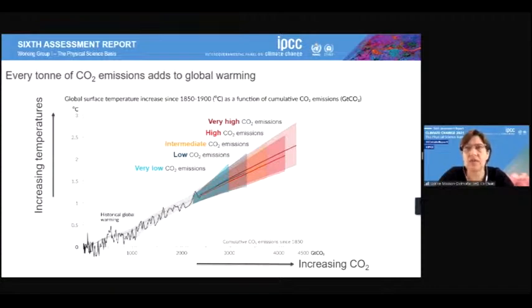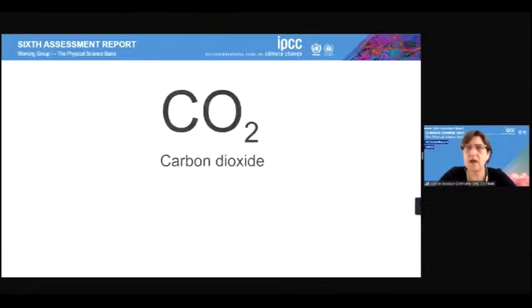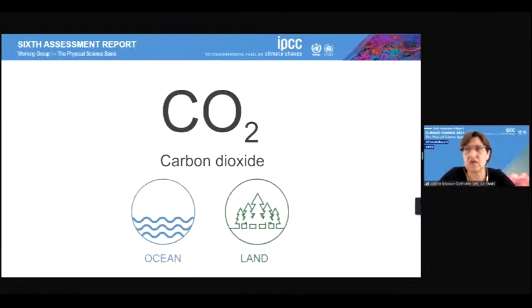Our report gives more details on how reducing emissions will affect the climate. For instance, it quantifies just how much more CO2 we can release and still have a chance to limit warming close to 1.5 degrees Celsius or 2 degrees Celsius. We know that today, around half of our CO2 emissions are taken up and stored by plants, soils, and ocean. We assess how these processes change with future emissions.